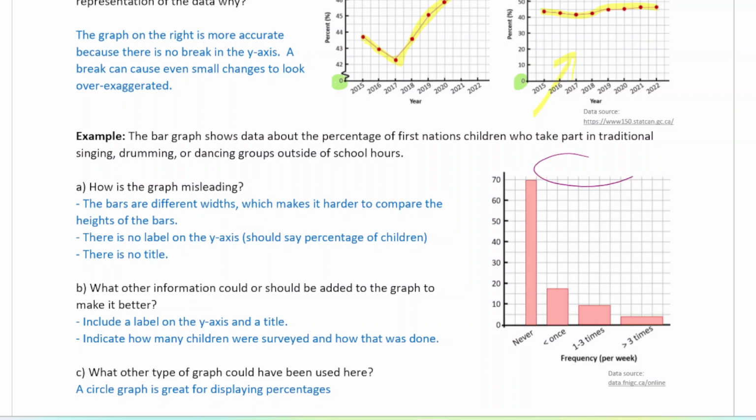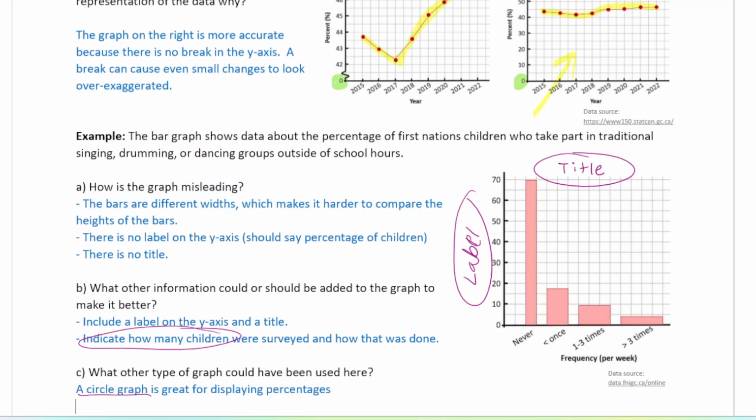There's also no title, and there's no label here. It's important to include titles and labels so people can understand your graph properly. Also, if you're including a percentage, you want to include how many children were surveyed and how that was done. And then for part C, it says, what other type of graph could have been used here? A circle graph is really good if you're looking at proportions or percentages of the population.